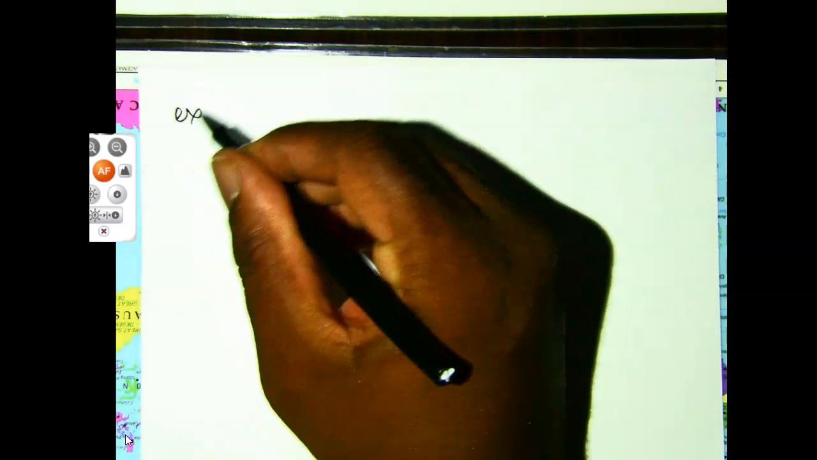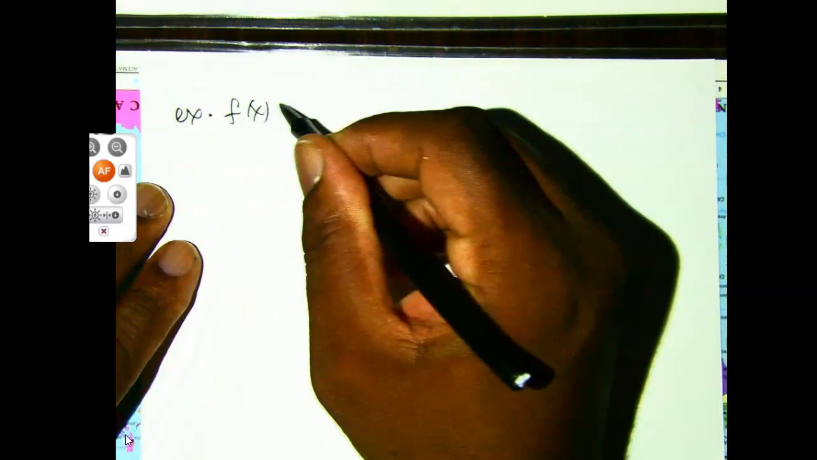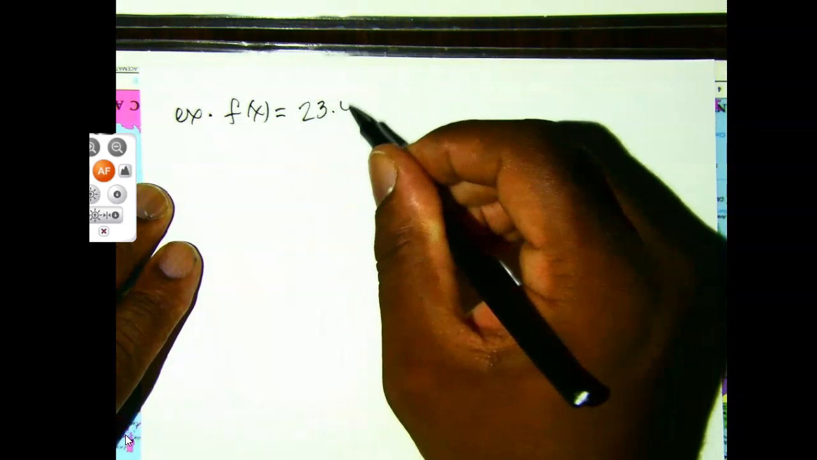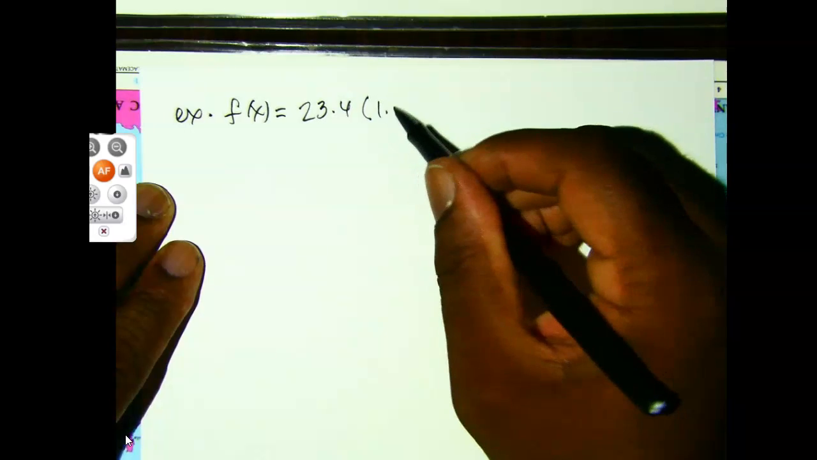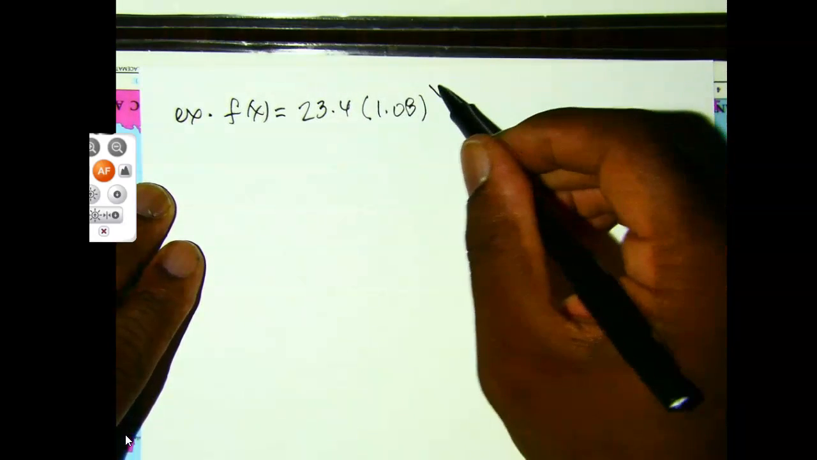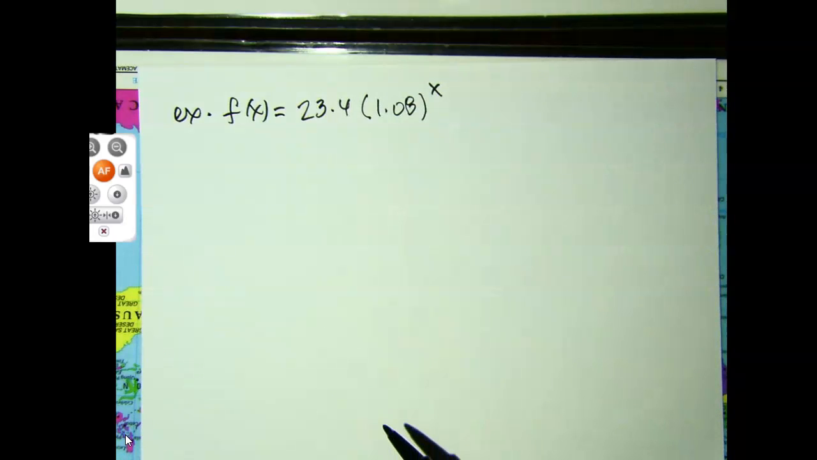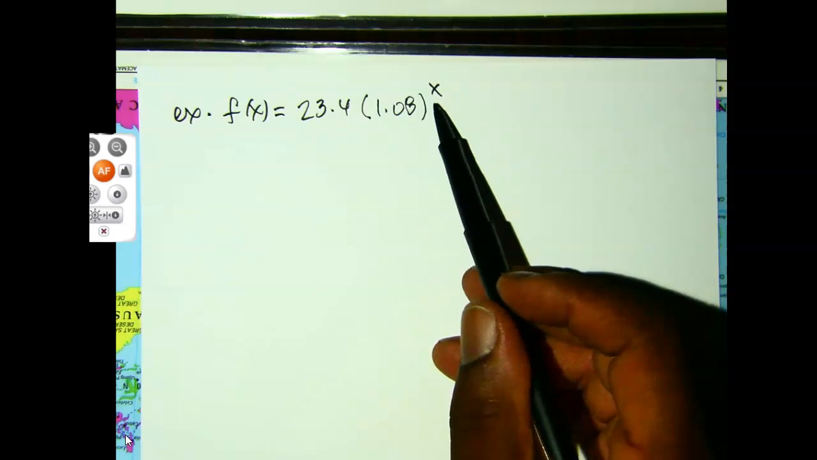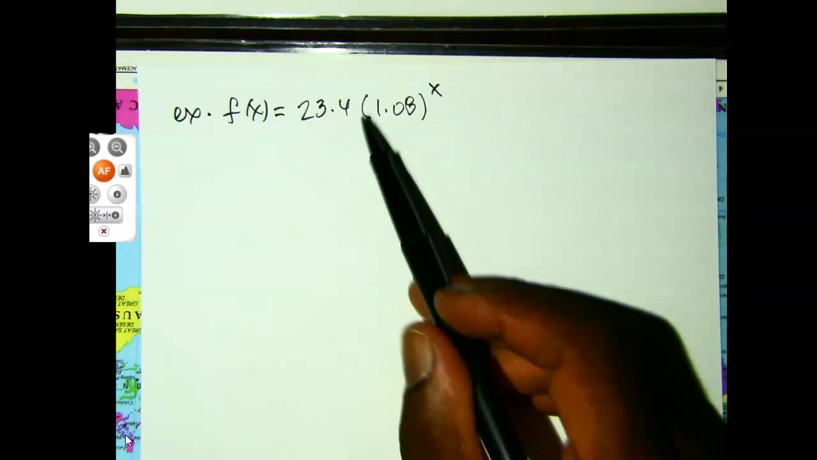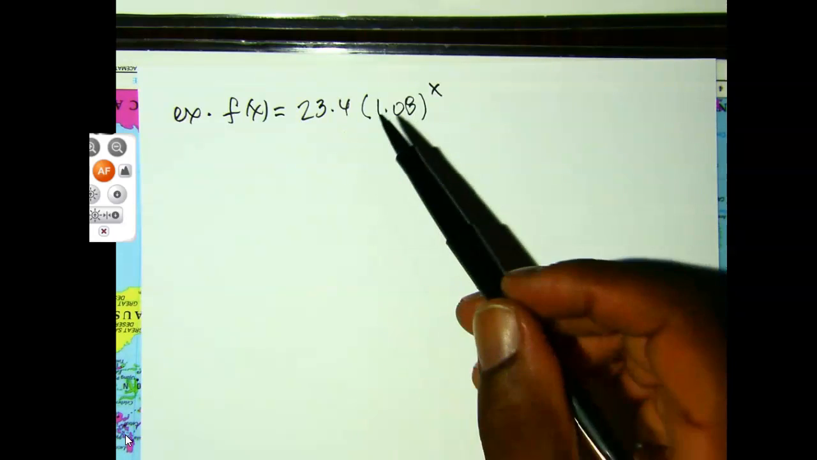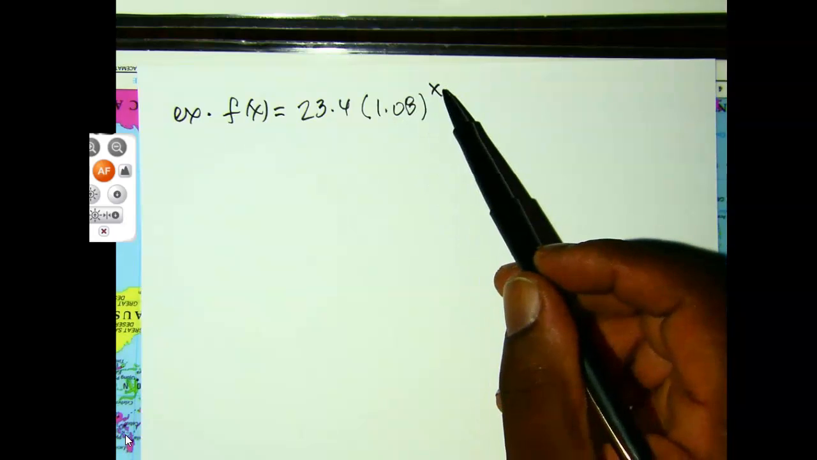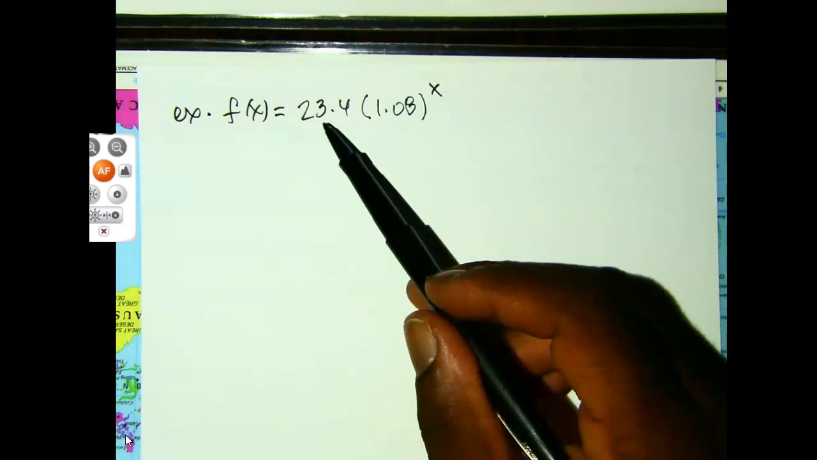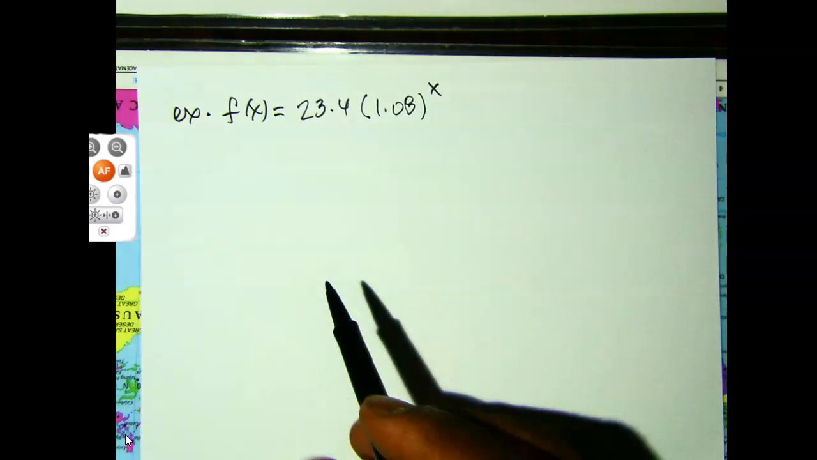Okay, so let's say we have f of x is equal to 23.4 times 1.08 to the x. Okay. So this is an exponential function. Your base or b is 1.08. Our variable is an exponent. But we're also going to multiply this by a constant. So just remember with PEMDAS, your exponents come before multiplication. So this part is processed, and then we multiply by the 23.4.